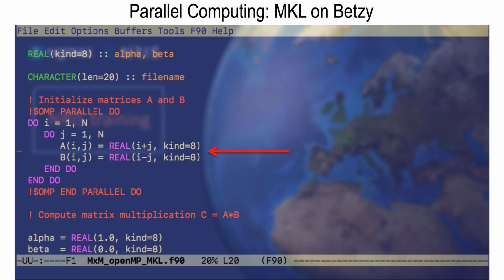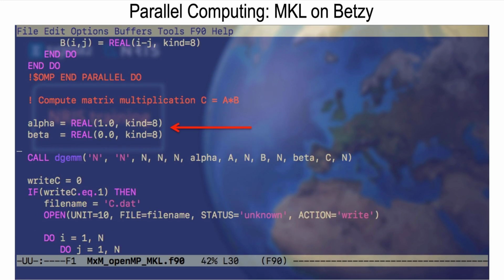The matrices are set up with values via an initialization loop, where the OpenMP directive is visible. Note that setting the C matrix to 0 is not needed when using the MKL routine. We set the variables alpha equal to 1 and beta equal to 0 because we are performing a simple matrix multiplication. The MKL routine DGEMM is called with inputs, as explained in video 31.